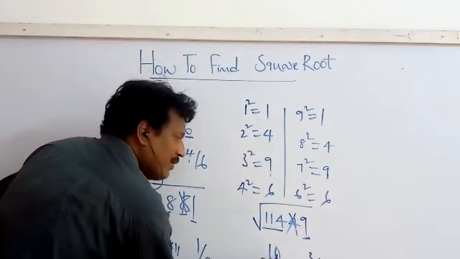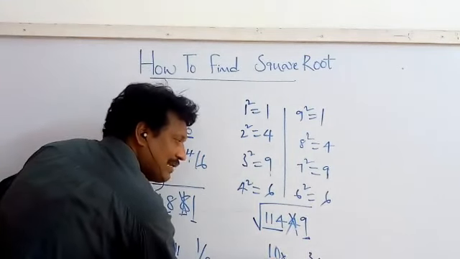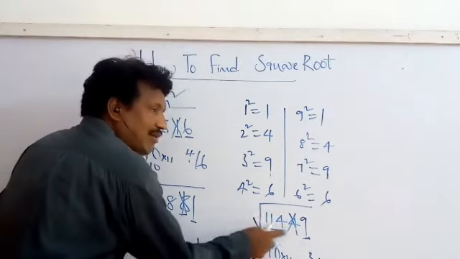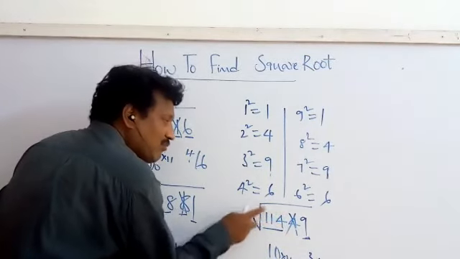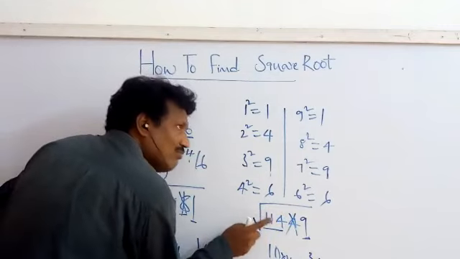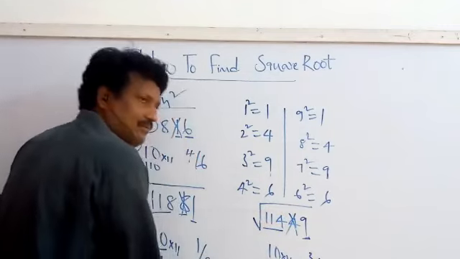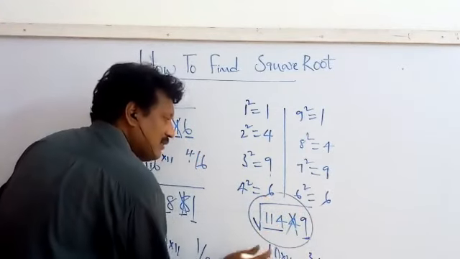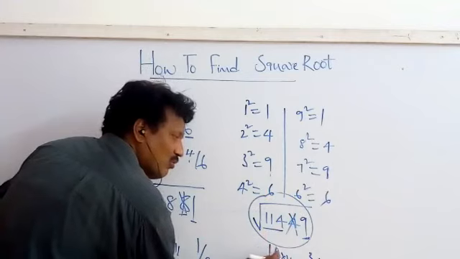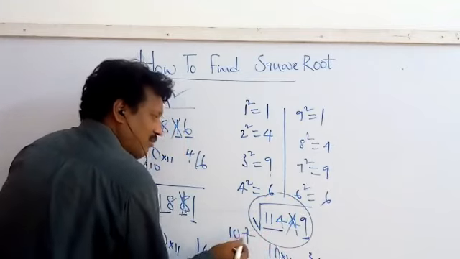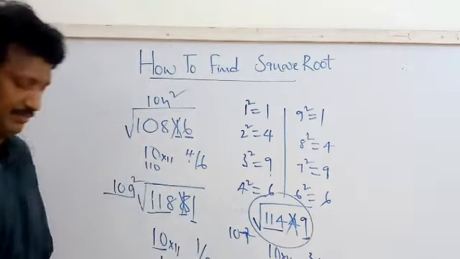Let us see. The following number of 10 is 11. 10 11s are 110. So we compare this 114 with 110. This 114 is more than 110, so we should take the higher value, that means 7. So the answer is 107 square.